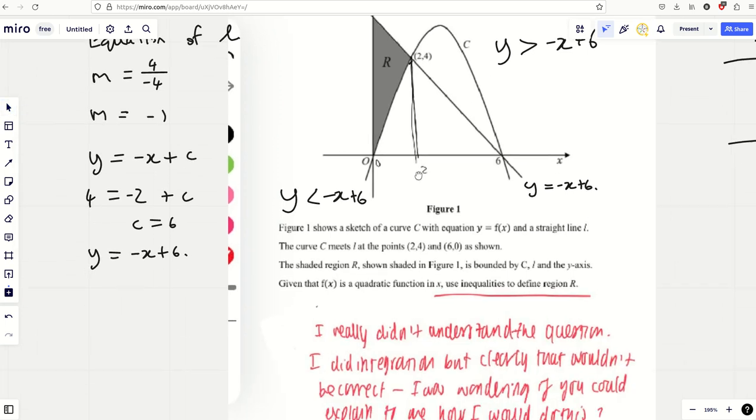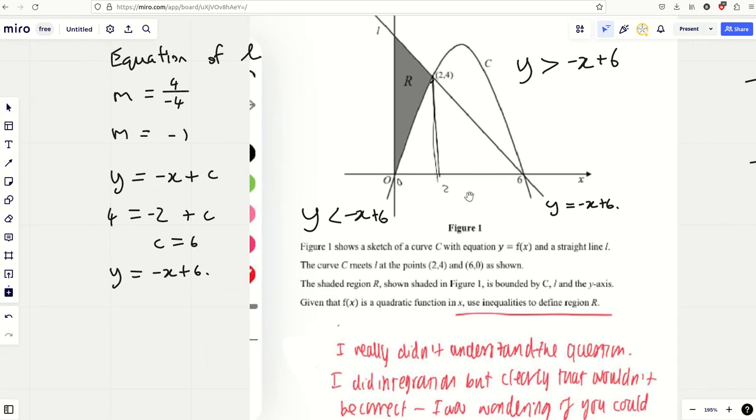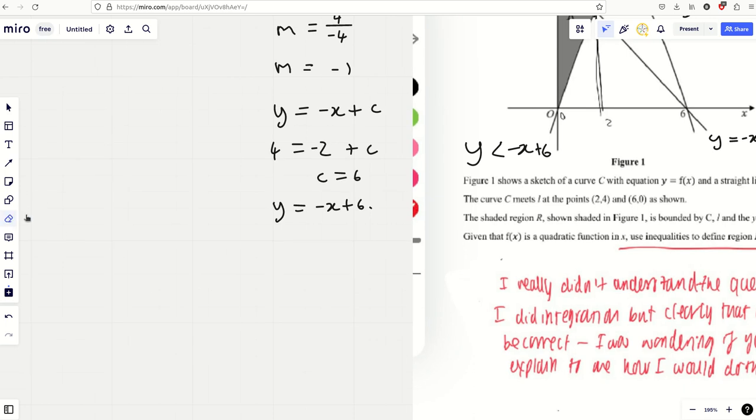Now let's do the quadratic. The quadratic is harder to do, yeah? We're basically trying to model a quadratic with 3 points: 2, 4, 0, 0, and 6, 0. Probably the easiest way of doing this is to think, well, it goes through 0, 0, and 6, 0. So you know it's definitely of the form x times x minus 6.